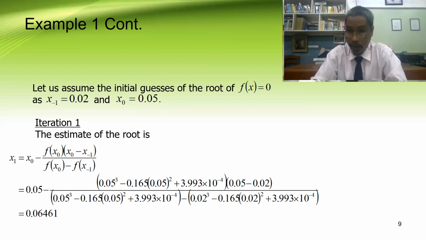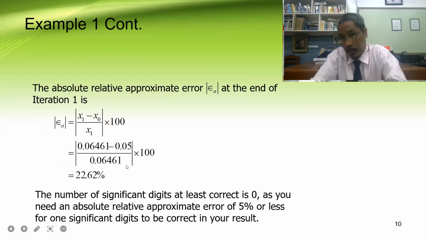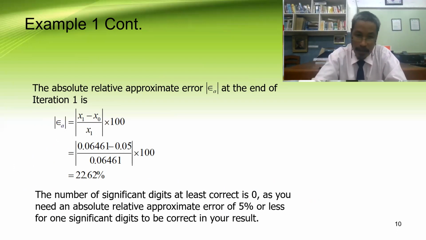That is our x1 after the first iteration. And solving for the absolute relative approximate error, epsilon a, at the end of iteration 1, we have 22.62%. Zero significant digits, because that is 22.6, that is more than 5.